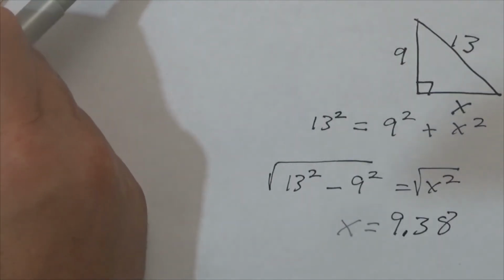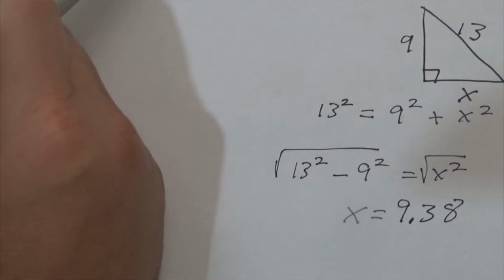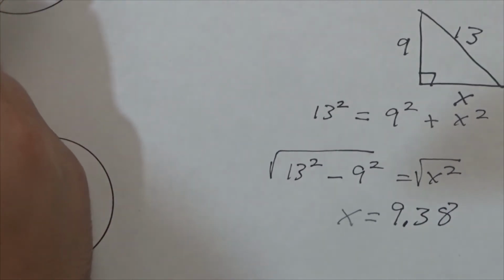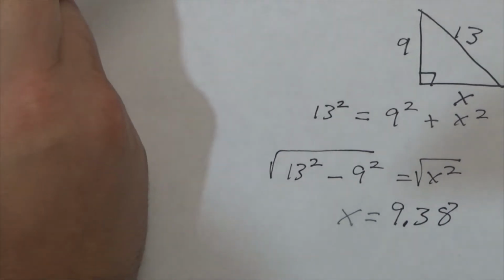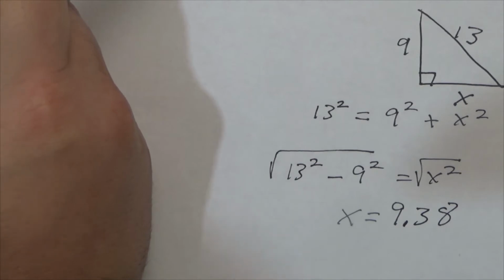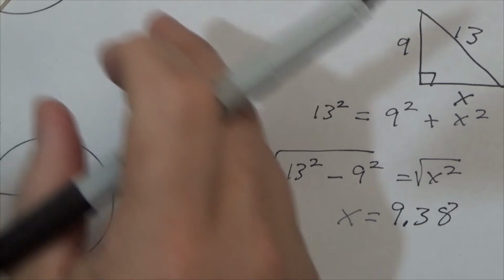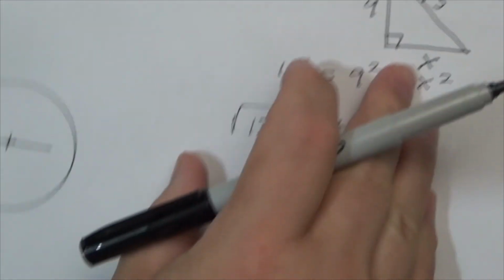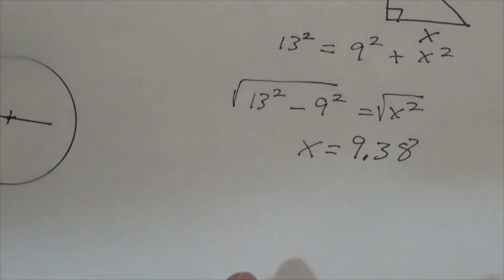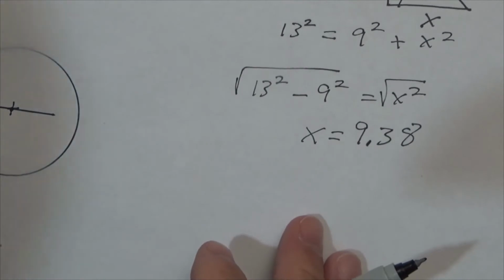Okay, on page 645, number 12 and 13 look like good examples. But on page 646, number 16, that looks like a really good example. Okay.